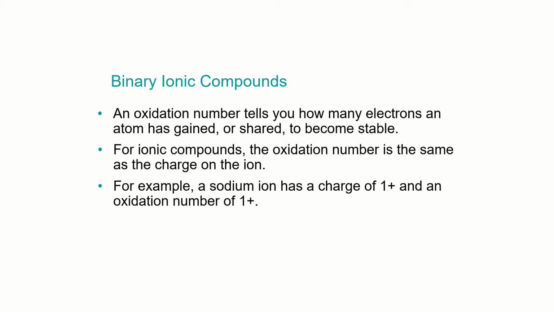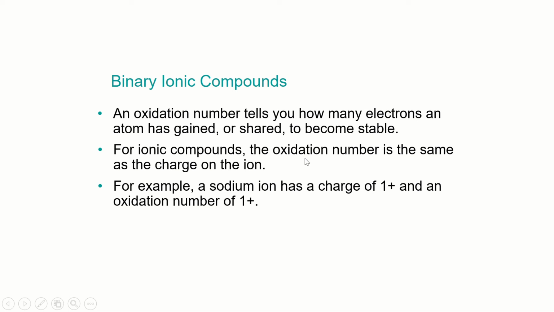So the first thing I need to understand when I name a binary ionic compound is to find what are the elements that are participating in this compound. For example, if I have sodium chloride, then the two elements, or the two atoms, are sodium and chlorine. Now the next thing that I need to know is something called the oxidation number.